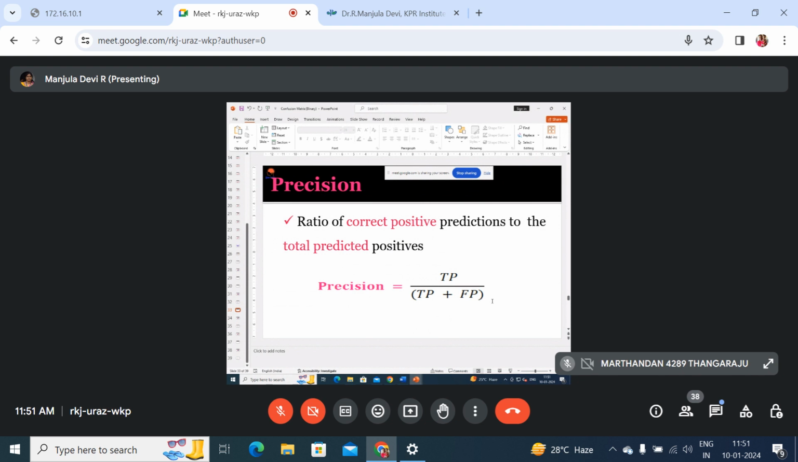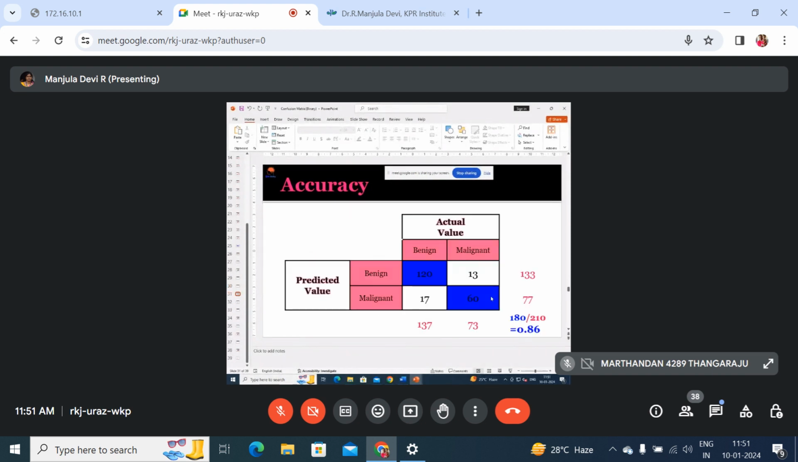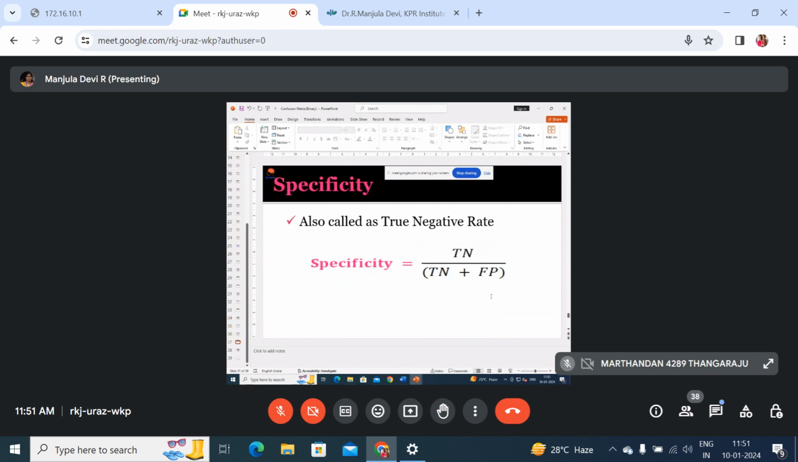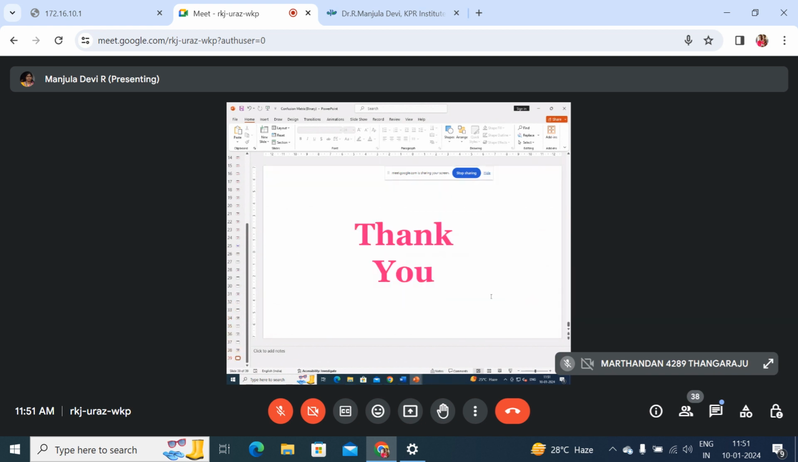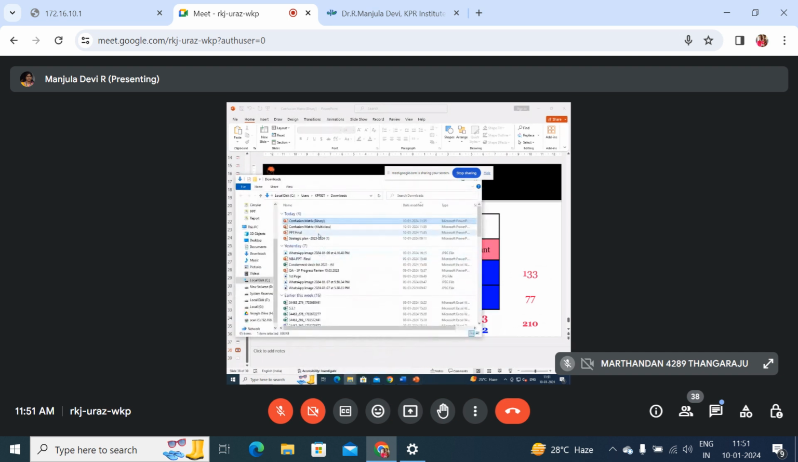Similarly, precision value. So if we know the parameters, what are the true positive, true negative, false positive, false negative, I can calculate the remaining things: precision, recall, specificity, F score, AUC, everything can be calculated in a very proper manner.